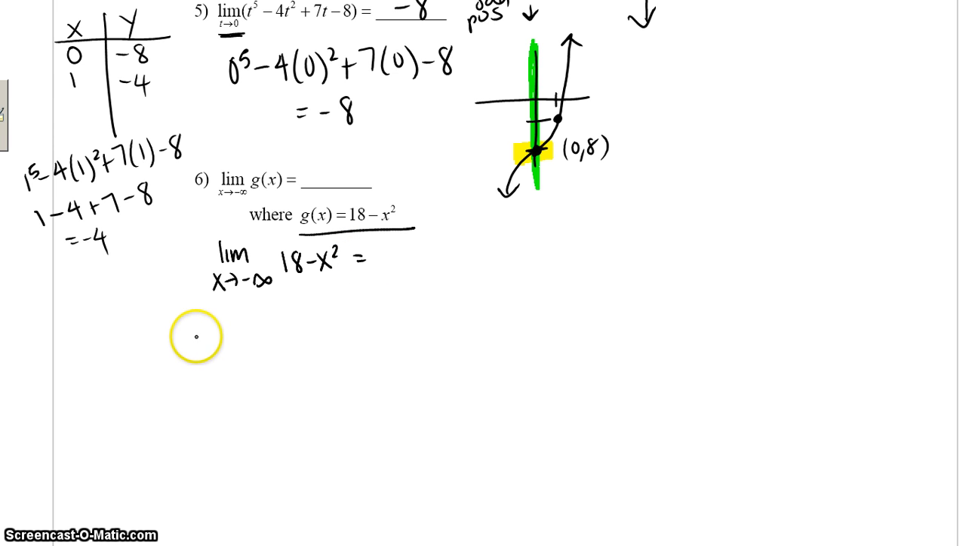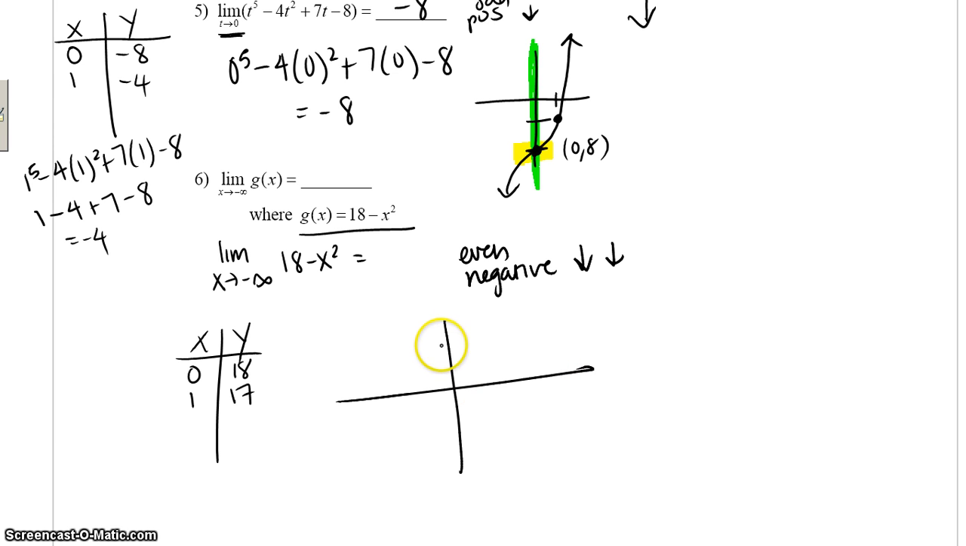So let's make our graph again. So we have our x and y chart. Plug in 0, we get 18 minus 0 is 18. Plug in 1, you get 18 minus 1 squared is 17. So we know that this is a parabola, right? It's an even negative, which means that it's going to be down and down.